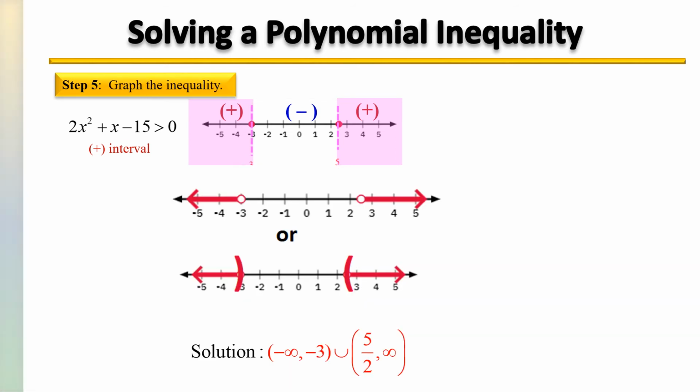To graph it, this is what it looks like. Note that in some textbooks, some authors use open circles to indicate when it does not include the two points, and then some authors will use a parenthesis to indicate that same thing. But either way is acceptable, whichever way you choose to graph it. And then below you see, again, the way you would write it in interval notation form. And there you have it, solving a polynomial inequality.